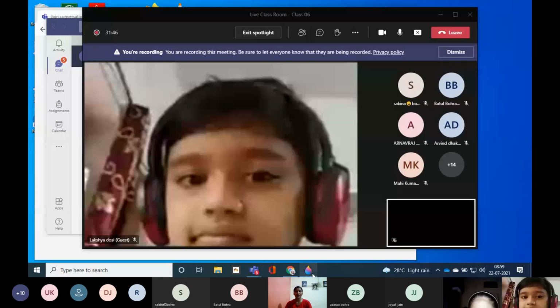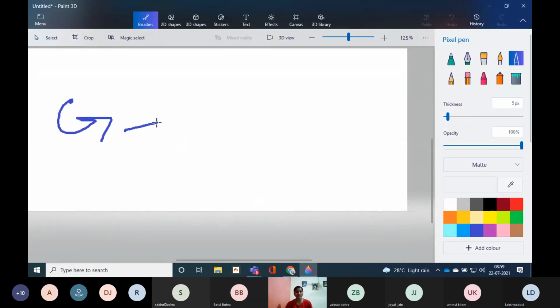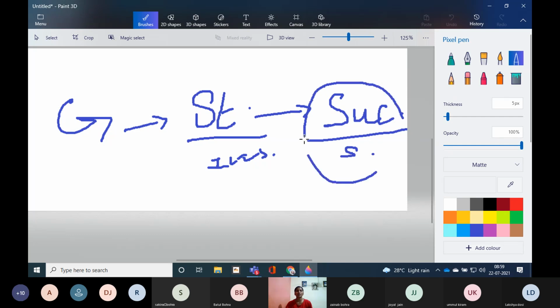Right? You understood my point? So glucose converts into starch, which is an insoluble molecule. Then again, the starch converts into sucrose. Now, sucrose is a soluble molecule. So that's why sucrose is transported throughout the plant body. Do you understand this much?